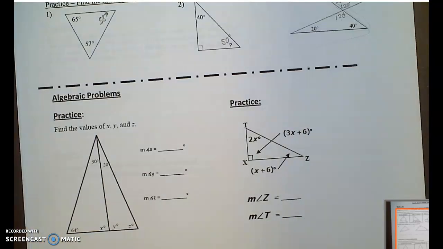Alright, so now we're going to do some problems that mix in these concepts with some algebra, so solving equations type stuff. Here we don't really have a lot of equations, so we're trying to find x, y, and z. You always want to start with a triangle. There's a couple of triangles for sure, and actually there's a third one, this big giant triangle right here.